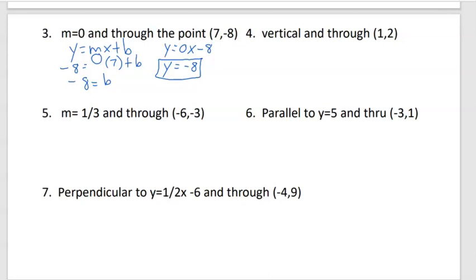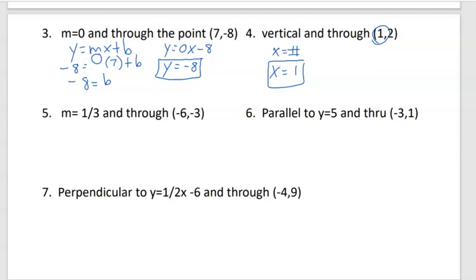Number 4, a vertical line passing through the point (1, 2). A vertical line is x equals a number. In this case, you're just looking at the x value given here because that would be the only part of that point that refers to the vertical line. x = 1.